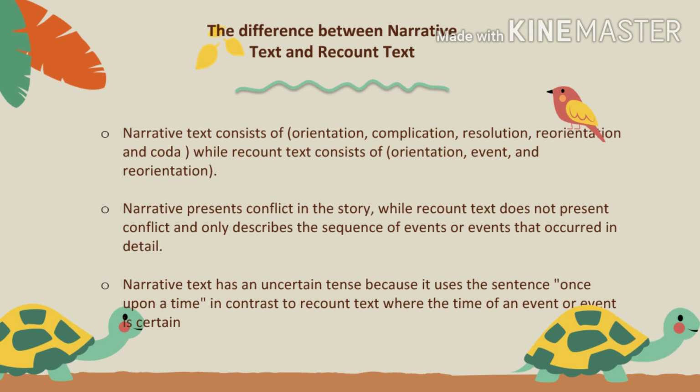Recount text consists of orientation, event, and reorientation. 2. Narrative presents conflict in the story, while recount text does not present conflict and only describes the sequence of events that occurred in detail. 3. Narrative text has an uncertain tense because it uses the sentence "once upon a time", in contrast to recount text where the time of an event is certain.